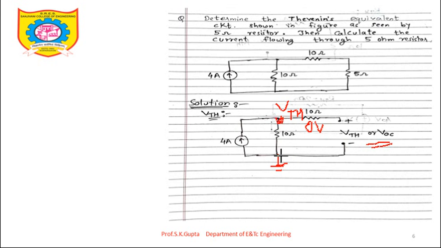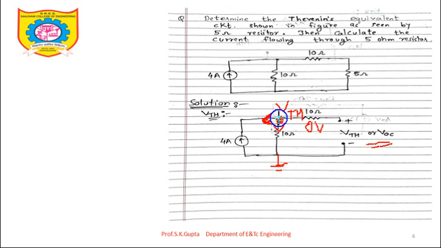Now for finding VTH, you can use a nodal equation over here. So assume this node is at higher potential. So this current is the leaving current. This current is also leaving, but this 4 ampere is in the opposite direction, so this current will be minus 4 ampere. So this branch current will be minus 4 ampere because this 5 ampere current is the incoming current. So both are in opposite direction, so this current is minus 4 ampere.